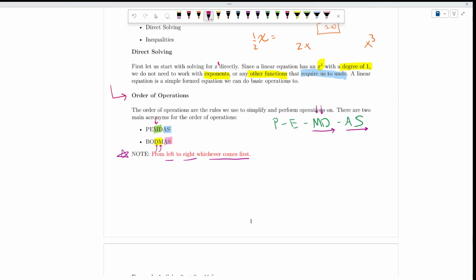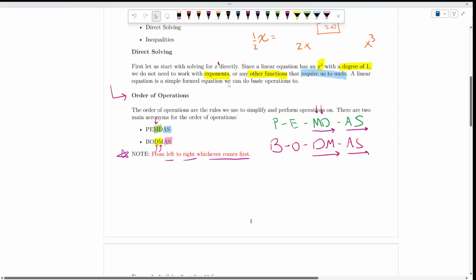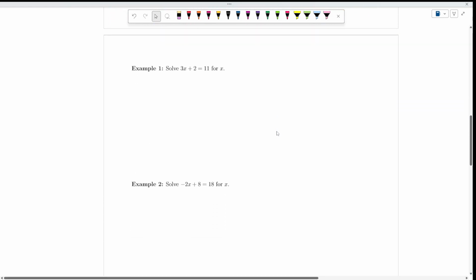That would. So it doesn't matter if you use PEMDAS or if you use BODMAS, because you're doing the same operations, but from left to right, whichever does come first. I just want to make sure you're aware of that. Left to right, whichever comes first. So let's go see if we can simplify some equations using some of these operations. I have some examples down here, some basic ones.